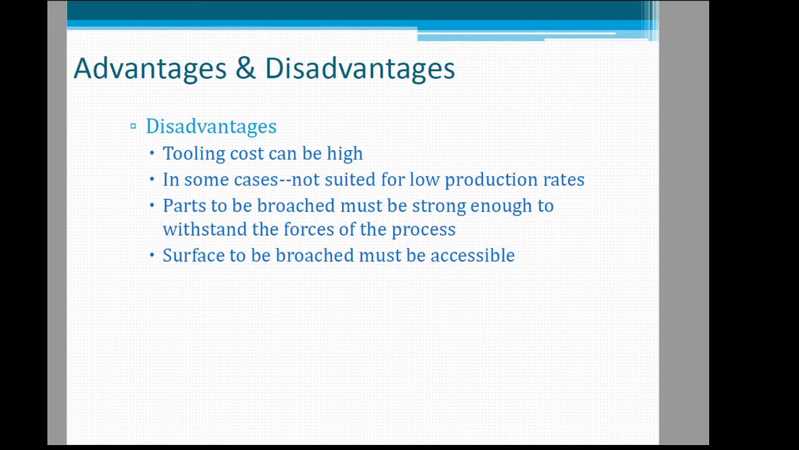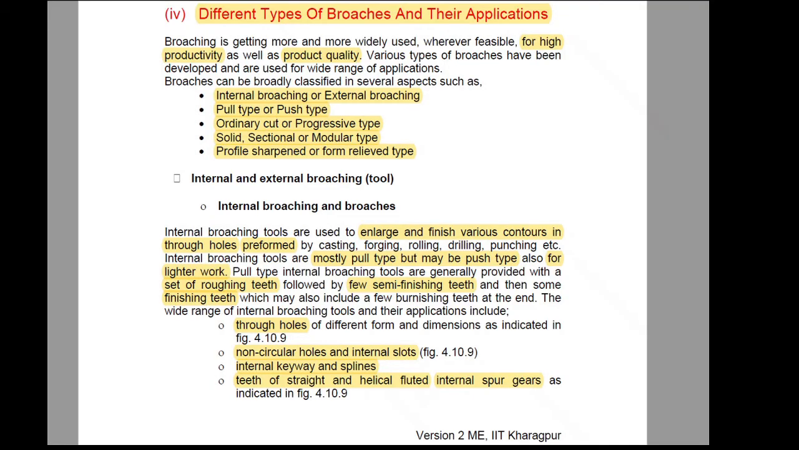The life of a broach tool is very less, therefore the tooling cost is high. In some cases, for low production rates, broaching operation is not economical. The force required for operating a broach tool is very high. Therefore, the parts to be broached should be strong enough to withstand these forces, and the surfaces to be broached should be located in an accessible region. Let us discuss different types of broaches and their applications.